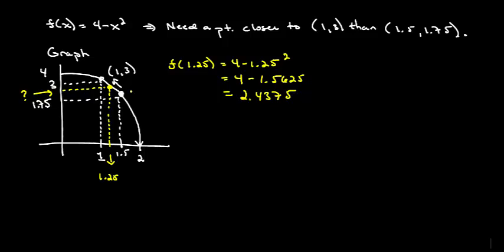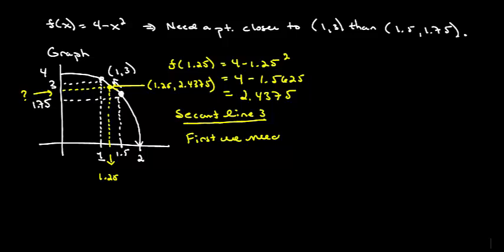So what are we trying to do? Well, remember, that's the height value of this point. So now we've got the full point. It's 1.25 comma 2.4375. So I've got my second point. And so we want the secant line, I believe this is secant line number 3.